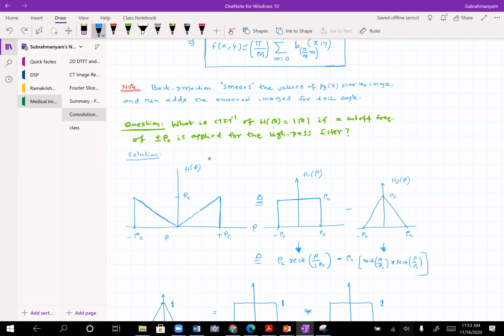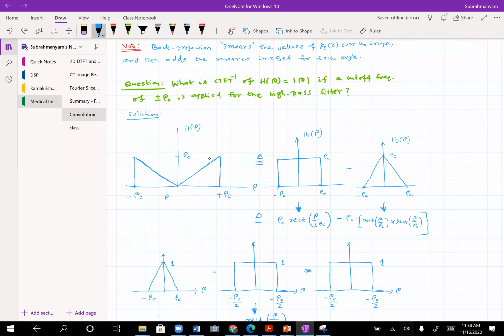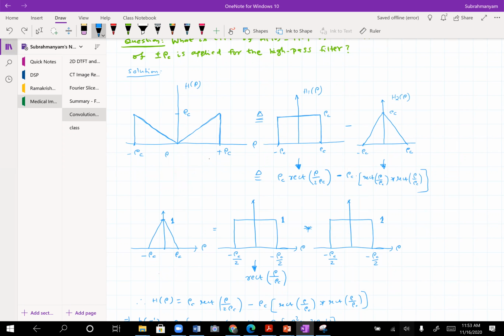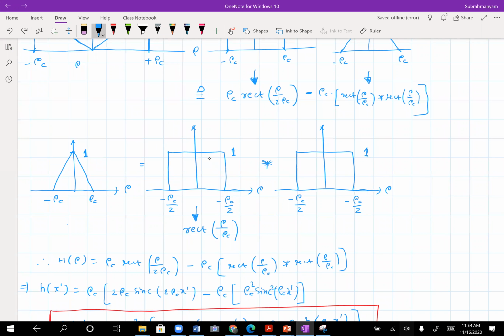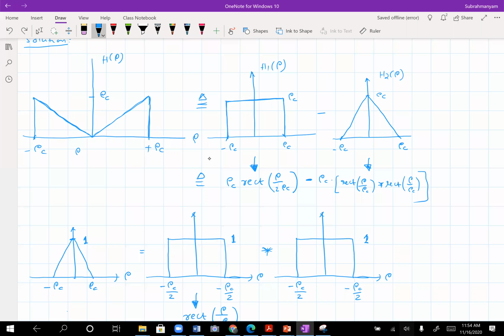This is the function you have. How could you write this out? There is a rect function, minus this triangular function. If you do it, you will get this out. For example, in the frequency domain, assume I am putting a cutoff of plus and minus rho c as my lower and upper thresholds for frequency, beyond which I would make it 0. Now my rect function here would be equivalent to rect of rho by rho c, going from minus rho c to plus rho c.